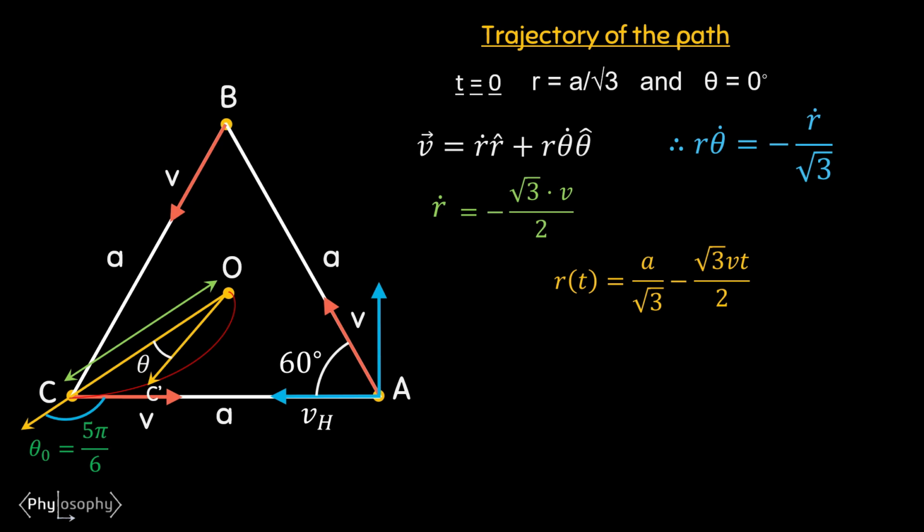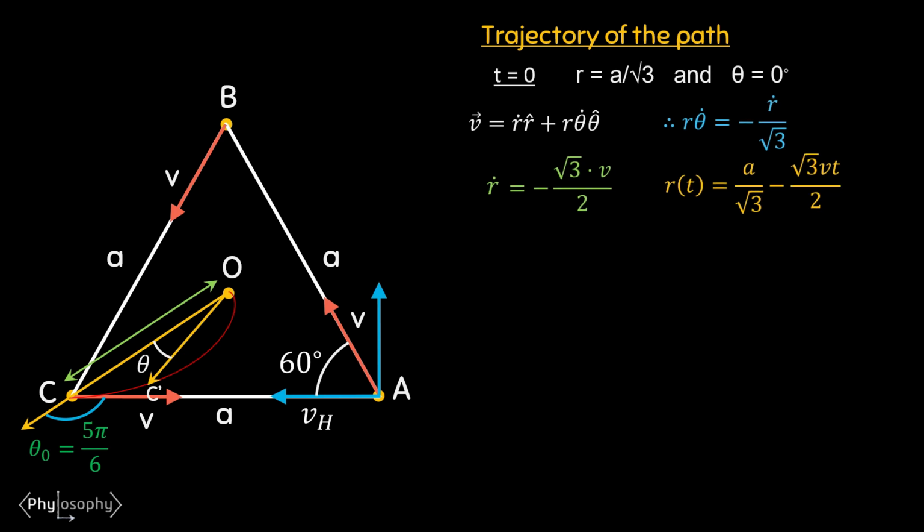Now at origin, that is at point O, the value of the radius vector is 0. Therefore, we can write 0 = a/√3 - √3 v/2 times t. And from this, we can evaluate t, which is t = 2a/3v. This is the same value of t as we got earlier, that is the time required to meet all the particles at the centroid of the triangle or at point O.